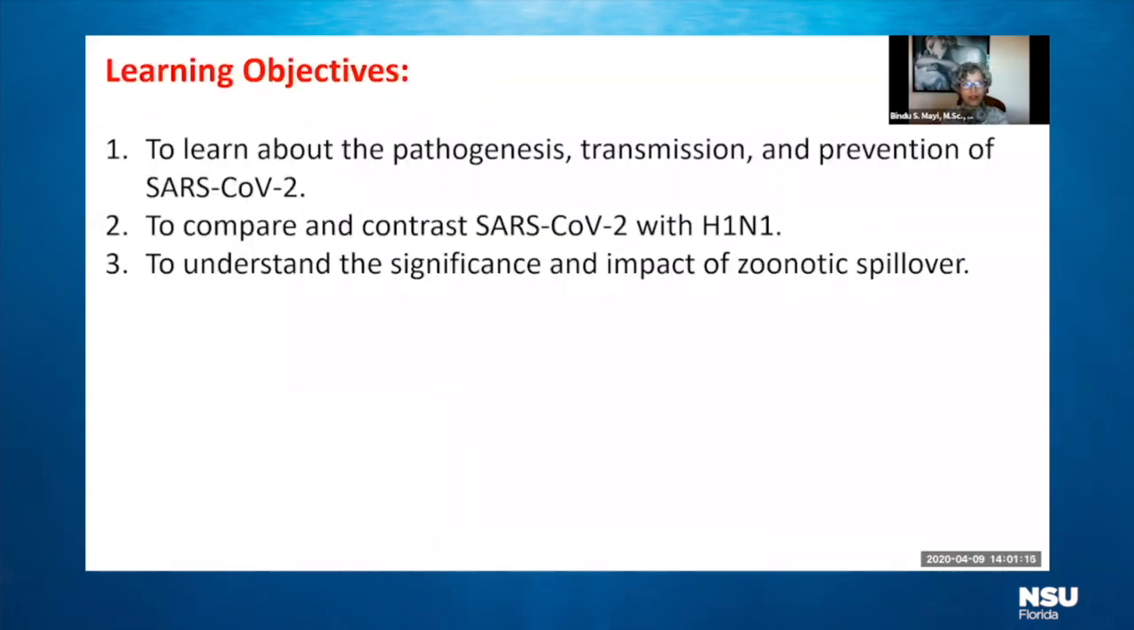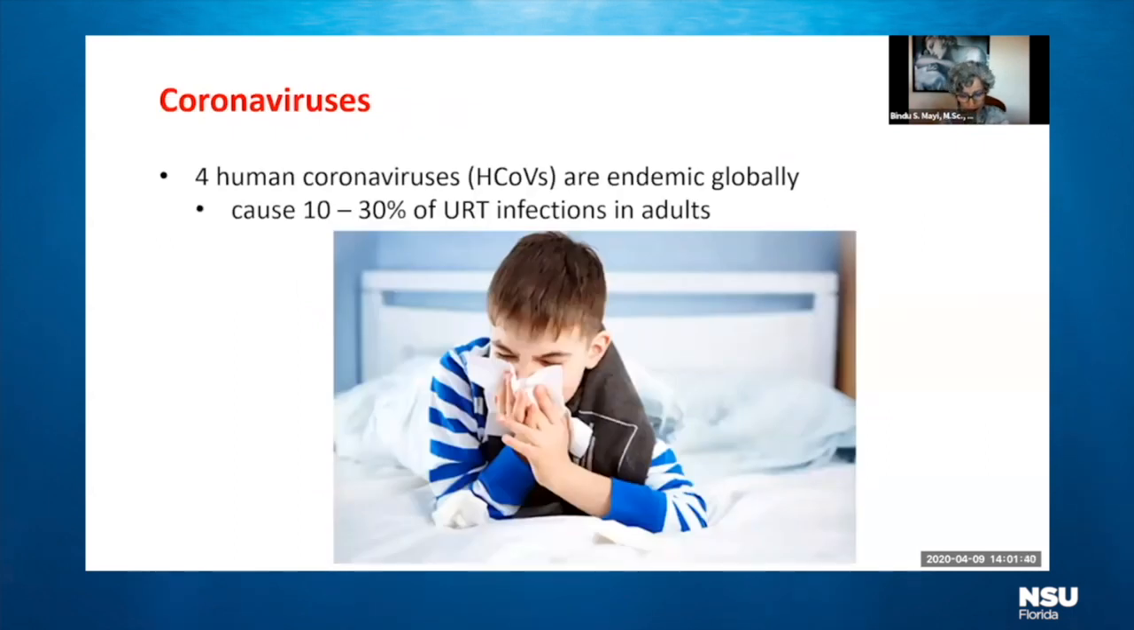Okay, so the learning objectives, there are three. In the brief time that we have, I will do my best to impart to you some knowledge about the pathogenesis, transmission, and prevention of SARS-CoV-2. We'll compare and contrast SARS-CoV-2 with the last pandemic respiratory virus, which is H1N1. And then very briefly, I'll talk about the significance and impact of zoonotic spillover. That said, let's talk about SARS-CoV-2.